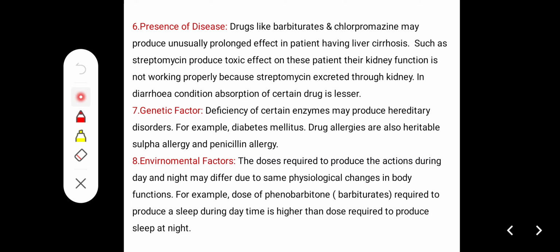When phenobarbital is taken in the day, a higher dose is required as compared to night, because at night sleep also occurs naturally, and that's why a smaller dose is required. So this is the effect of environmental factors.